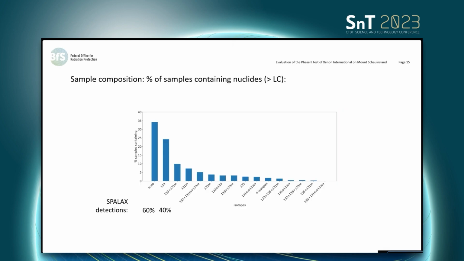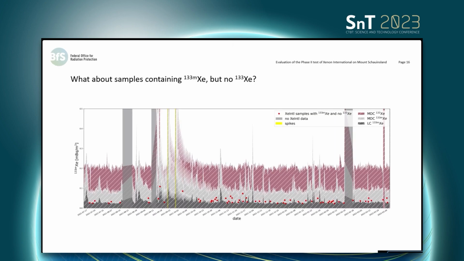Now back to the sample composition. Usually, what we would see with the Spalax is no radioxenon or Xenon 133, and we have Xenon 133 in about 40% of the samples. Now we get this whole forest of other samples, and 131M is pretty much expected, but then we also get samples with, for example, only 133M, but no 133. That's a bit suspicious, I would say. So let's have a closer look at this.